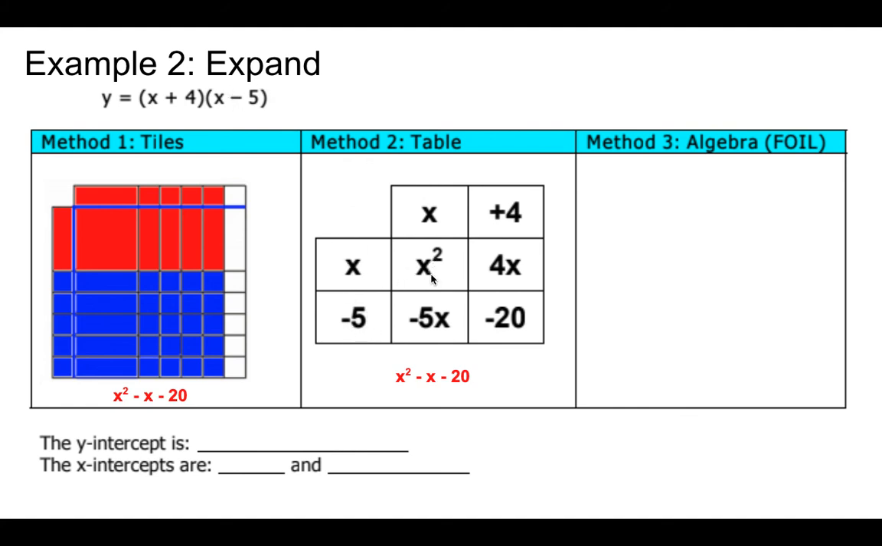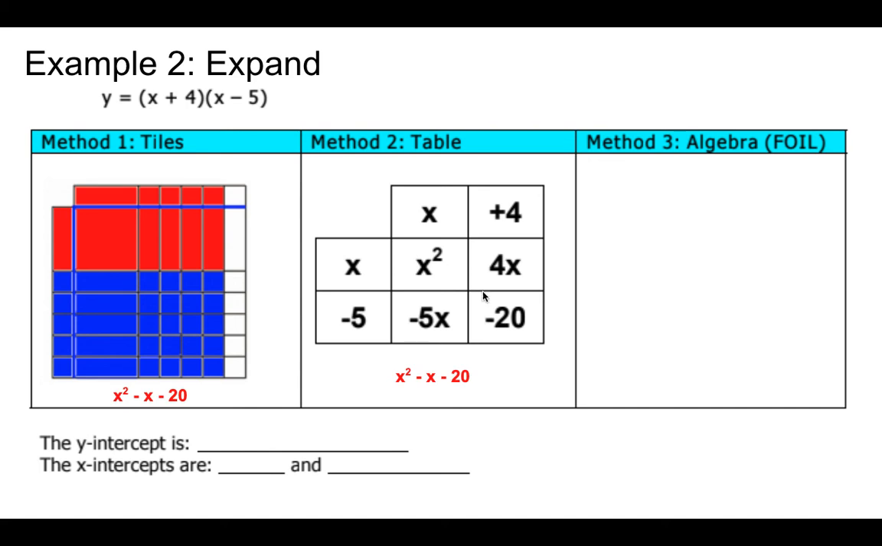And then each box is the multiplication of the two terms that intersect there. So this box, x times x, is x squared. Now that I'm talking about this, I'm pretty sure I did this, but just to go over the rest, this one is 4 times x, which is 4x. This one is -5 times x, so -5x. And this bottom box is -5 times +4, which is -20.